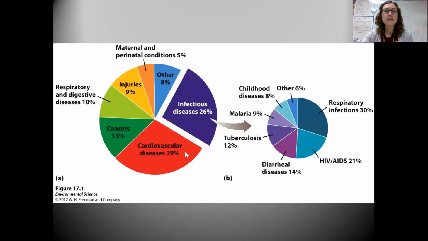So if I'm looking at everything over here on the left that's affecting humans or causing human mortality, infectious disease is about 26%. Although cardiovascular disease is greater. We'll come back to that.